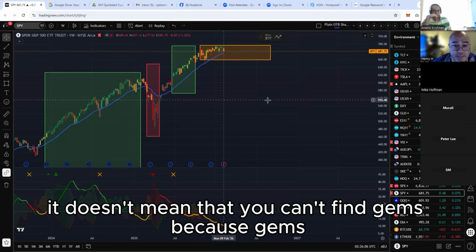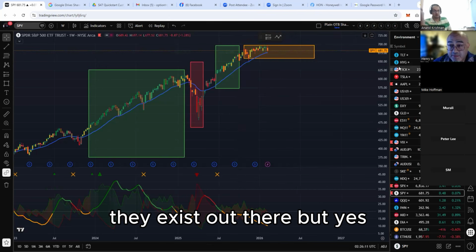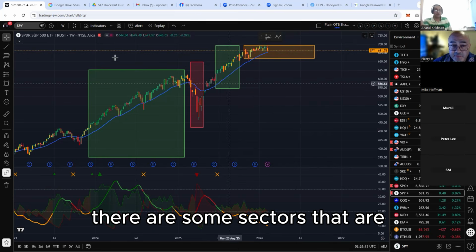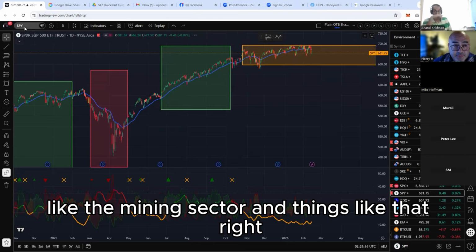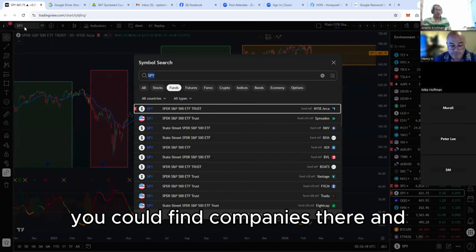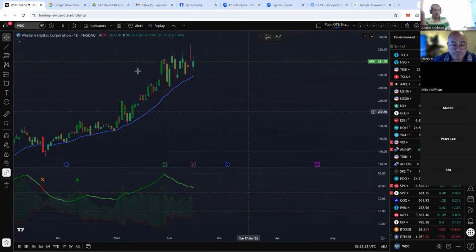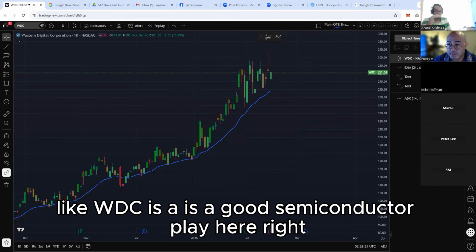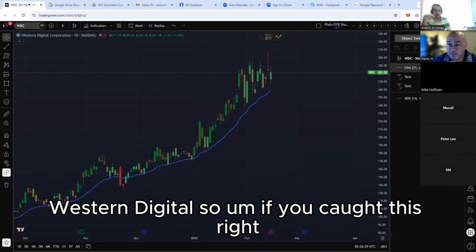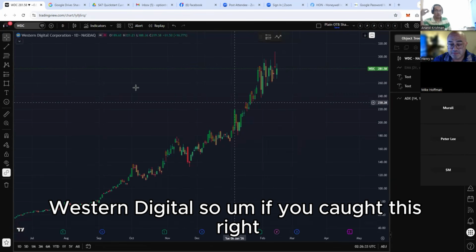So it doesn't mean that you can't find gems, because gems exist out there, but you're going to have to look for sectors that are really shooting up, like the mining sector and things like that. You could find companies there and do some trades there. Like WDC is a good semiconductor play here, Western Digital.